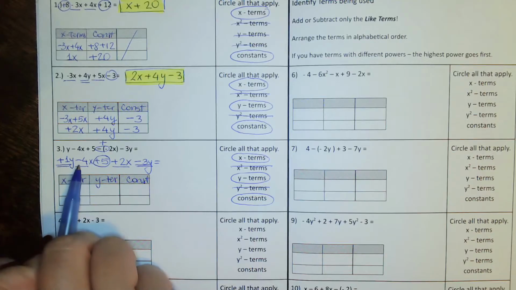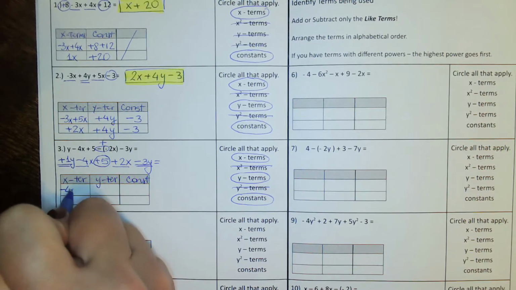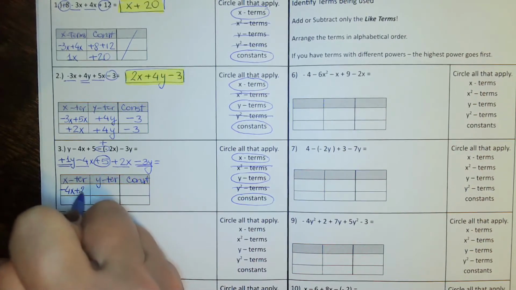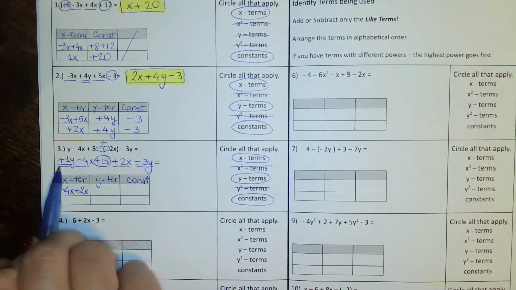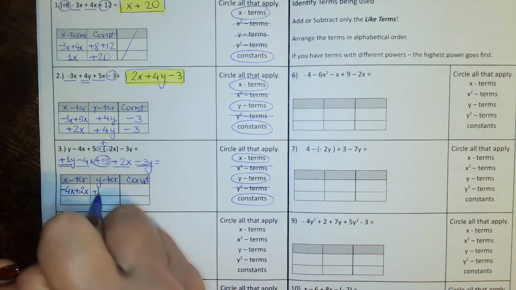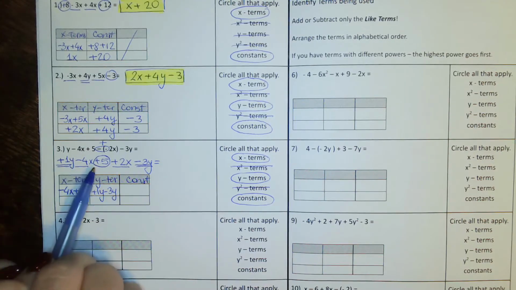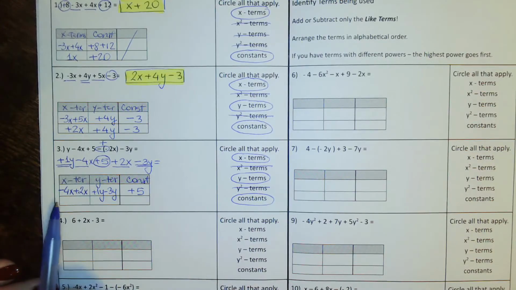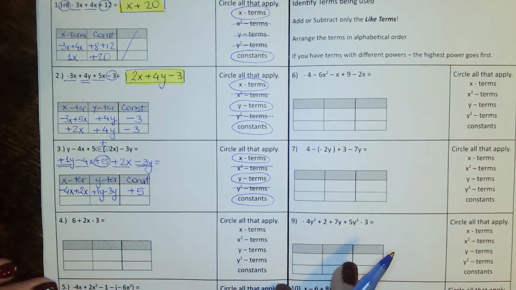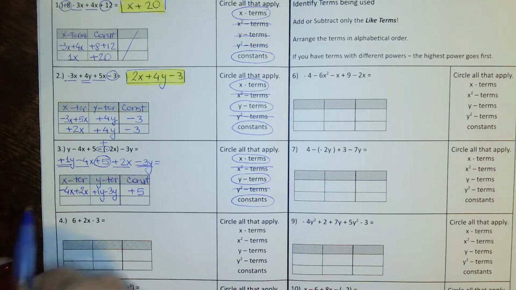The x terms are, with their sign, again, negative 4x plus 2x. The y terms, positive 1y and negative 3y. And then the only constant is positive 5. X terms together, y terms together, and the constant. Simplify by combining the like terms.